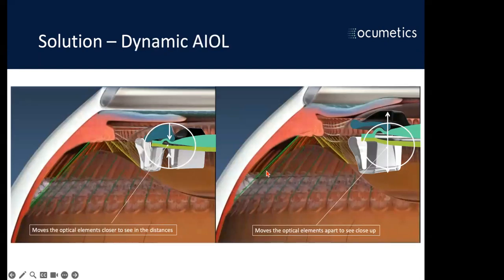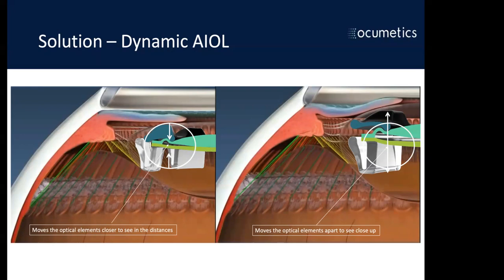So in the schematic that I originally showed you with the natural crystalline lens, during cataract surgery, we would go in and replace that natural crystalline lens that's basically diseased tissue and put the Ocumetics lens in its place. And here is a graphical drawing of what that looks like.